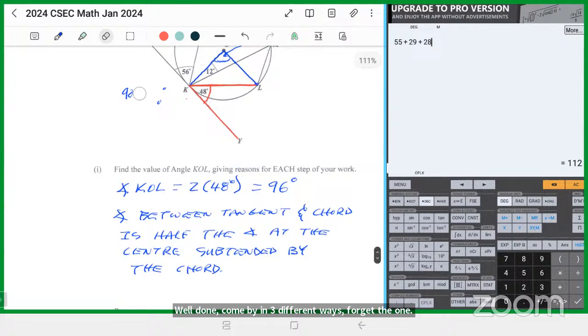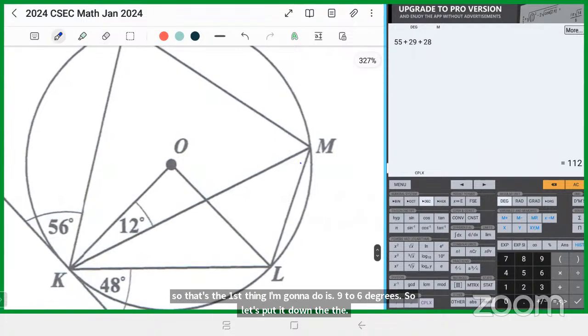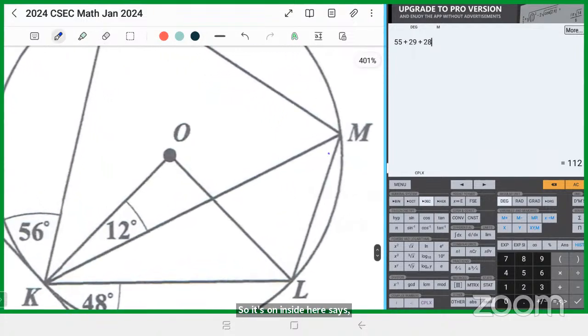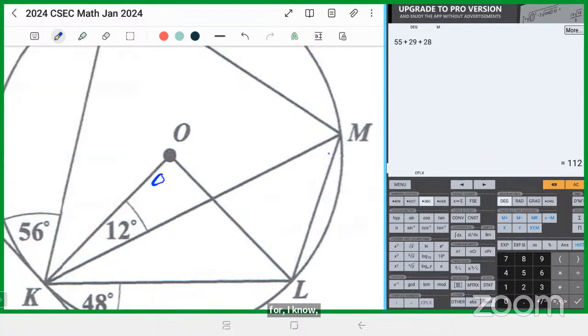All right, so that's the first thing. The angle there is 96 degrees. So let's put it on the diagram. This angle inside here says 96 degrees. We have found a number of angles so far, if you notice. So this angle is 96.